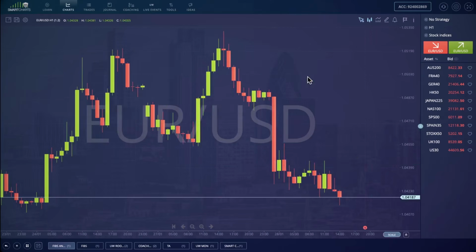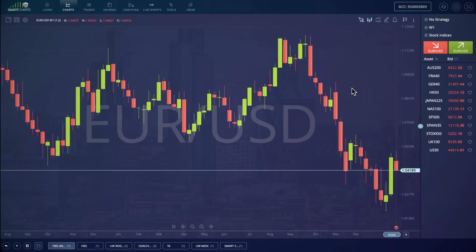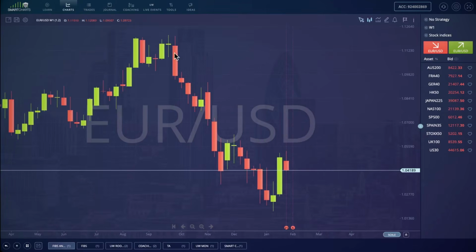Now, there are many, many ways you can use Fibonacci. So let's just say I use the daily here, and let's pick a weekly time frame. Again, it will vary on different time frames. So if we just look at this, this looks like a very extensive move to the downside, all the way from half September all the way to now January. So we can see the market move.